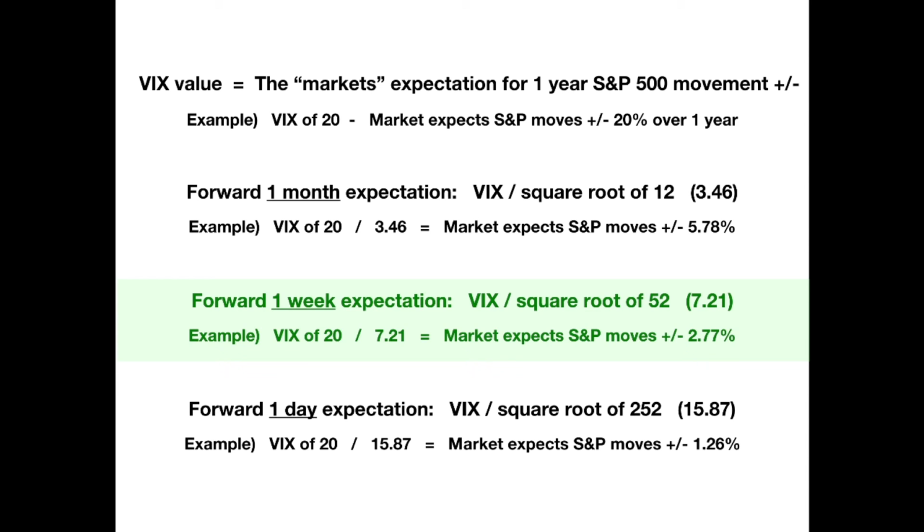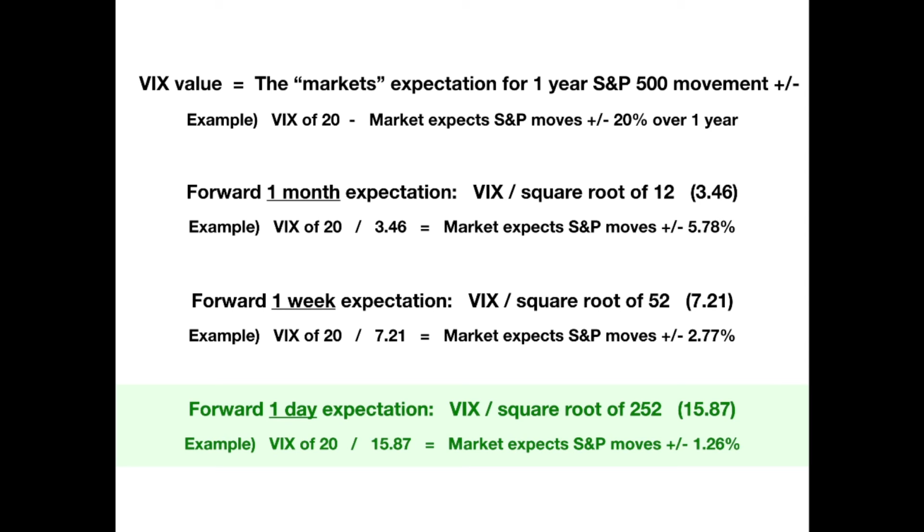So what typically people do is 1 day. Now, it is important to remember that the VIX calculation is a calendar calculation. It's not actually trading days. But when I go down to 1 day, I do typically use trading days, which on average, there's 252 of them. So the square root of 252 is 15.87. A VIX of 20 implies that the forward expected movement of the S&P 500 is plus or minus 1.26% per day, per trading day.